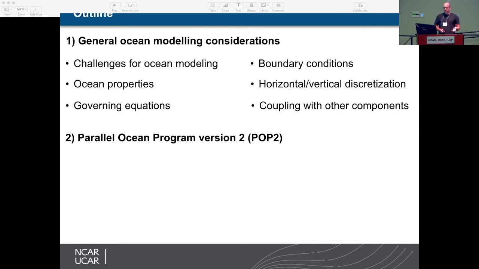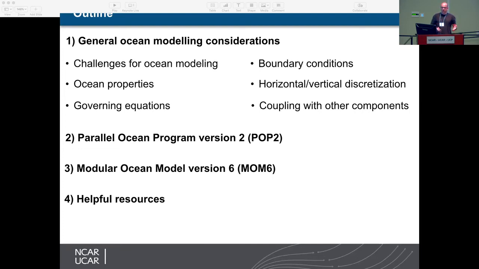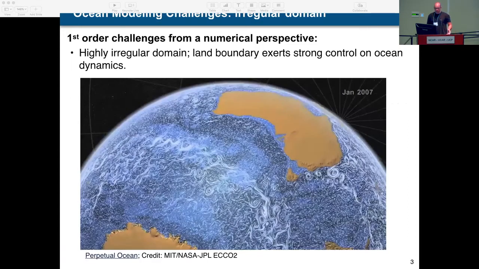So the Parallel Ocean Model version 2, POP, which is the ocean model that you are using in the practical at the moment. And then I'll mention briefly the Modular Ocean Model version 6, or MOM6 for short, which is the new ocean model that we are transitioning to. And I'll provide you some helpful resources. Tomorrow, Peter Jen will focus more on the parametrizations that we use in the ocean model. So today I'll stay with the basic concepts and give you a general overview. So let's jump right in.